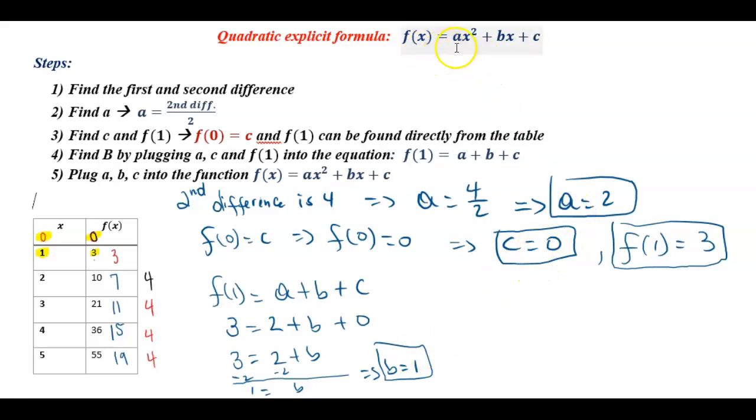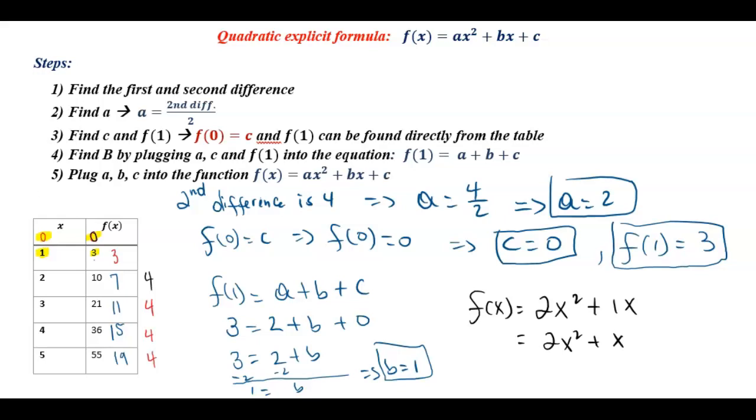So all we're gonna do, we're gonna go back and plug them in the original standard function. So we're gonna have f of x equal ax squared, which is 2x squared, because A is 2, plus B is 1, plus 1x. So 1 is neutral again, so we're gonna have f of x equal 2x squared plus x.